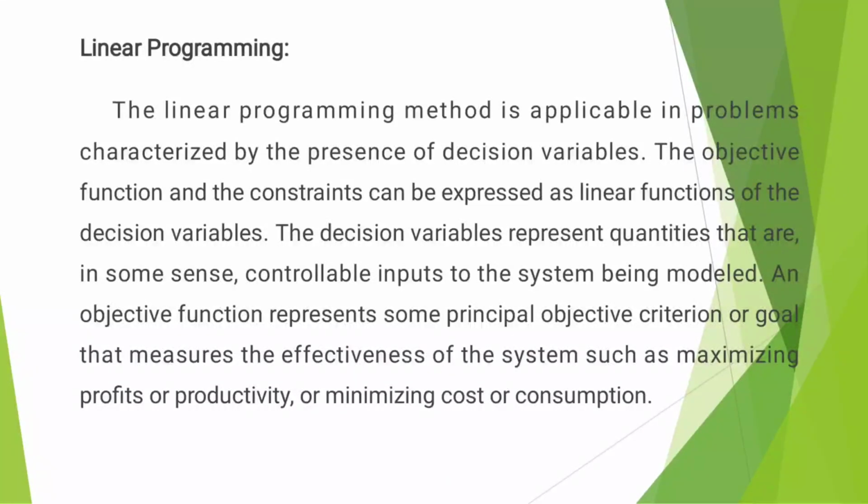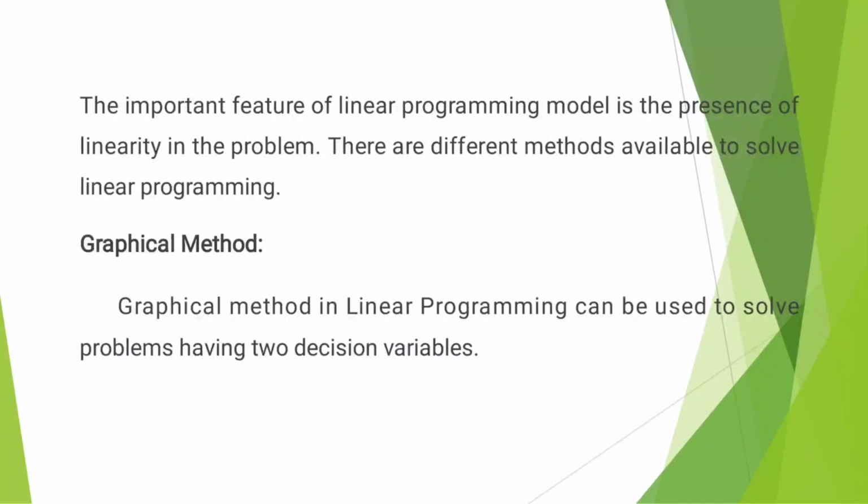The linear programming method is applicable in problems characterized by the presence of decision variables. The objective function and the constraints can be expressed as linear functions of the decision variables. The decision variables represent quantities that are in some sense controllable inputs to the system being modeled. An objective function represents some principal objective criterion or goal that measures the effectiveness of the system, such as maximizing profits or productivity or minimizing the cost or consumption. The important feature of a linear programming model is the presence of linearity in the problem.